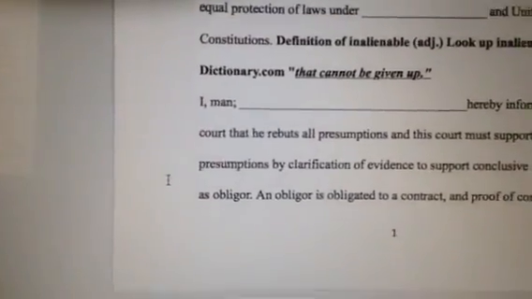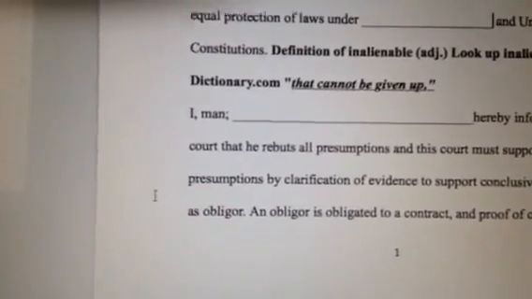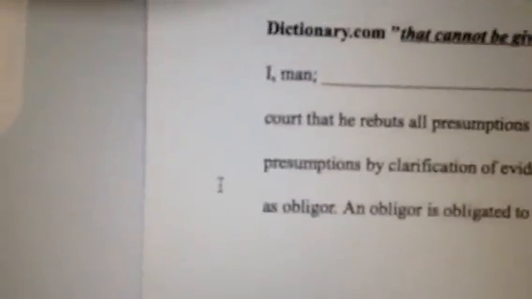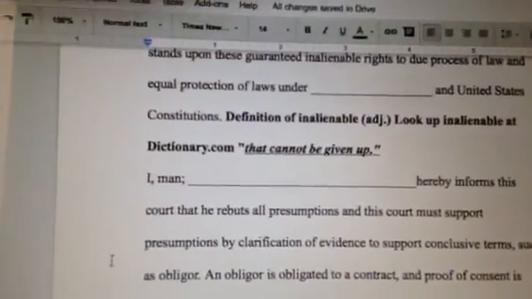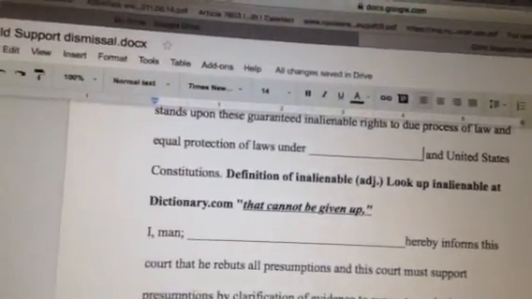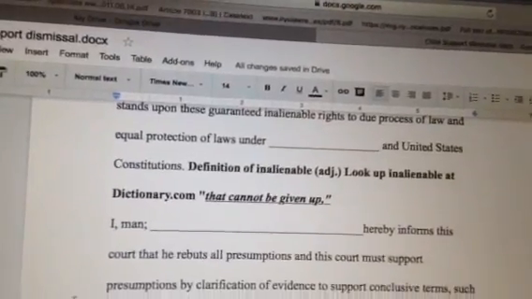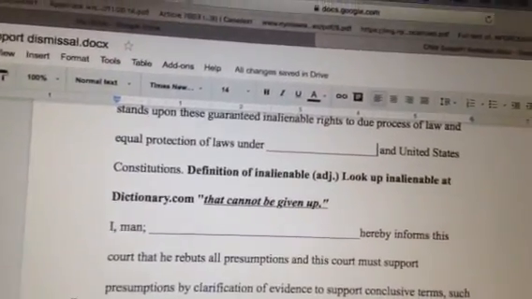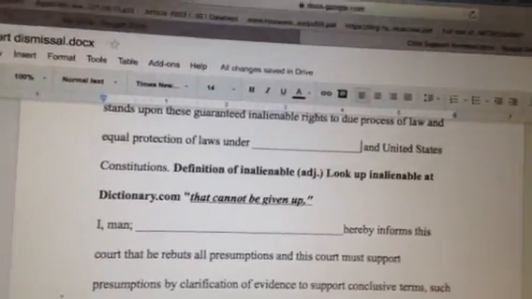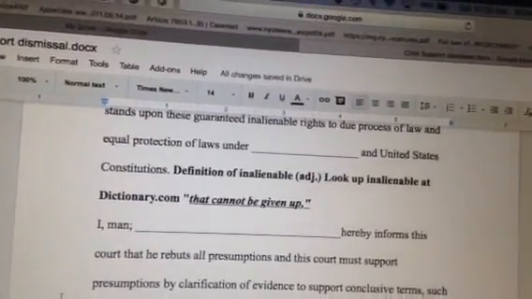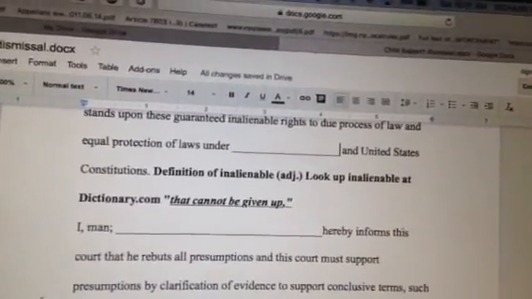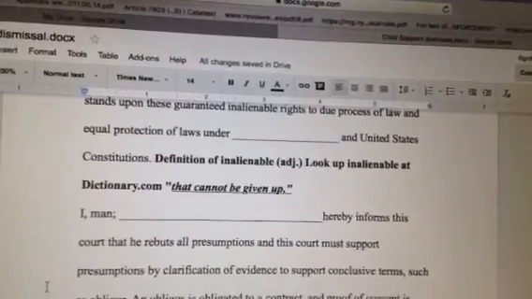And this court must support presumptions by clarification of evidence to support conclusive terms, such as obligor. What they do is they're very slick. They'll send these paperwork out calling you an obligor, which is a conclusive term insinuating that you made a contract with them and you owe them money. Now, did you sign any contracts? Okay, if you didn't, you're not an obligor. It's insinuating guilt. So whenever your job receives these bullshit income withholding orders, or the child support people gets these paperwork from the court, they automatically rename you an obligor. All right?